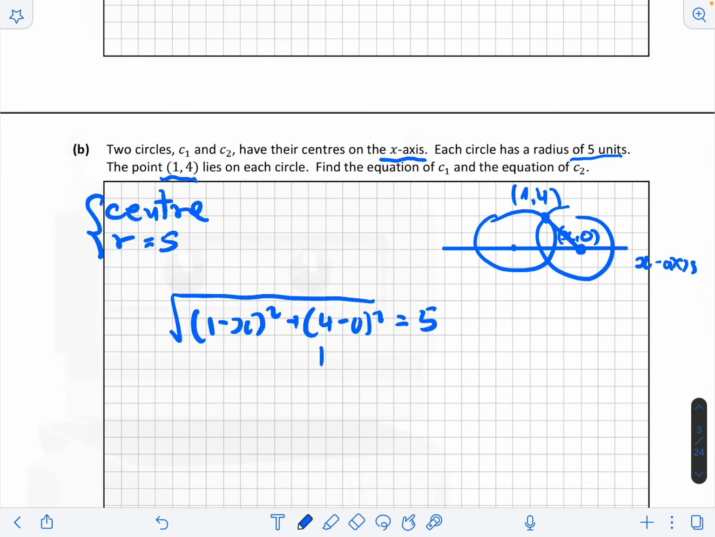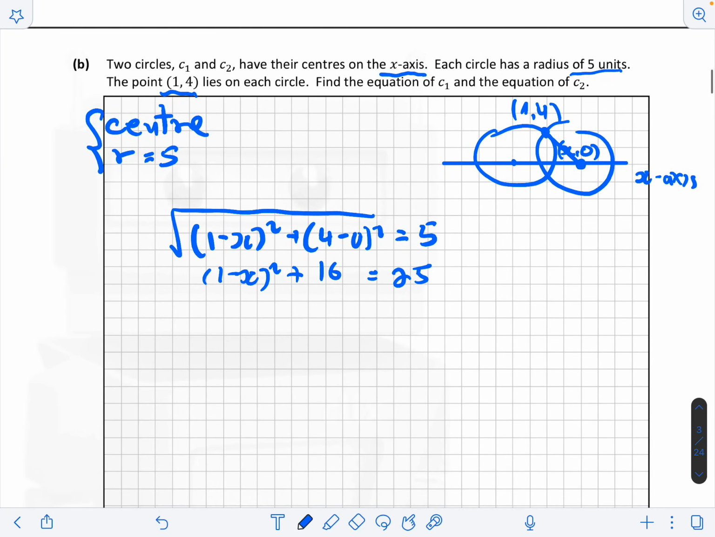4 squared is 16, and I need to square both sides in order to continue. Once I square, the square root on the left-hand side cancels, and on the right-hand side 5 squared is 25. I'm going to take 16 from both sides. At this stage I have two options. One, I can multiply out and then use the minus b formula. Or option 2, I can just say if this number squared is 9, this number has to be 3, or this number can also be minus 3, because minus 3 squared also gives 9.